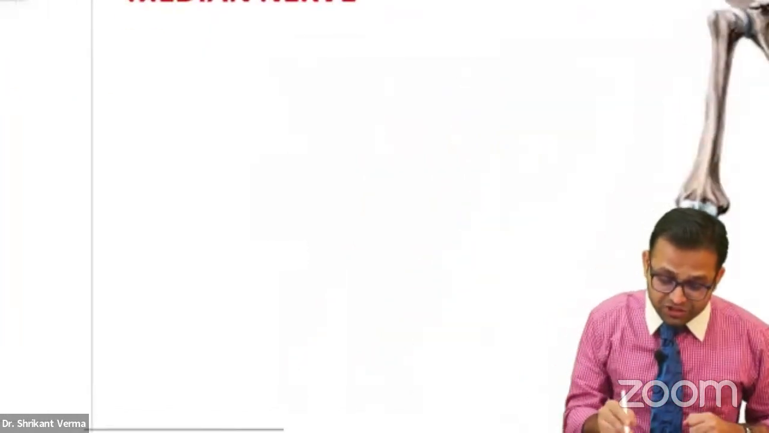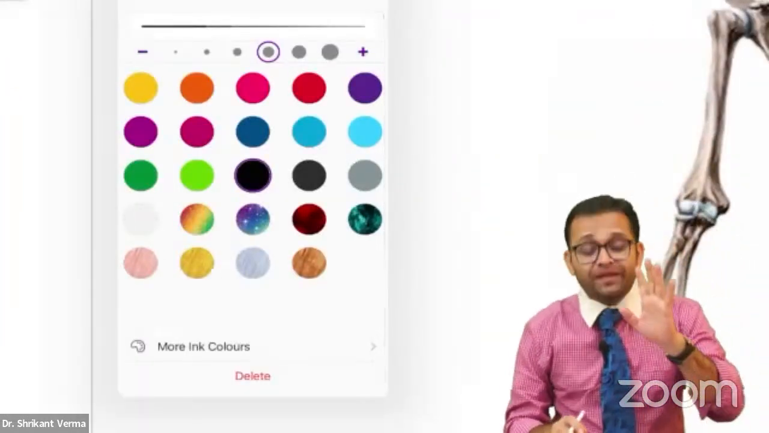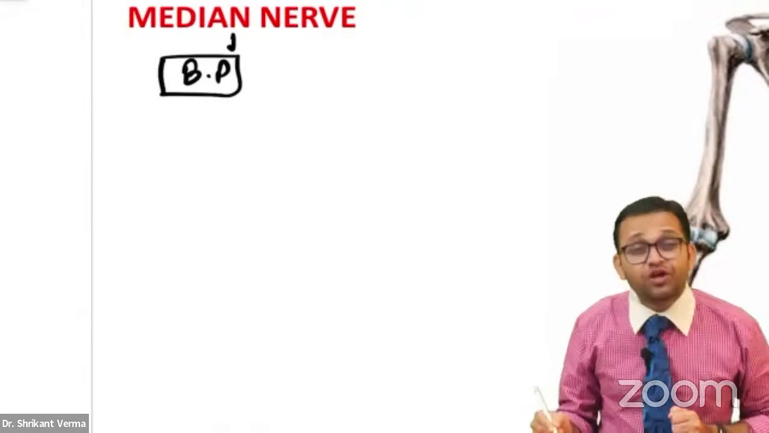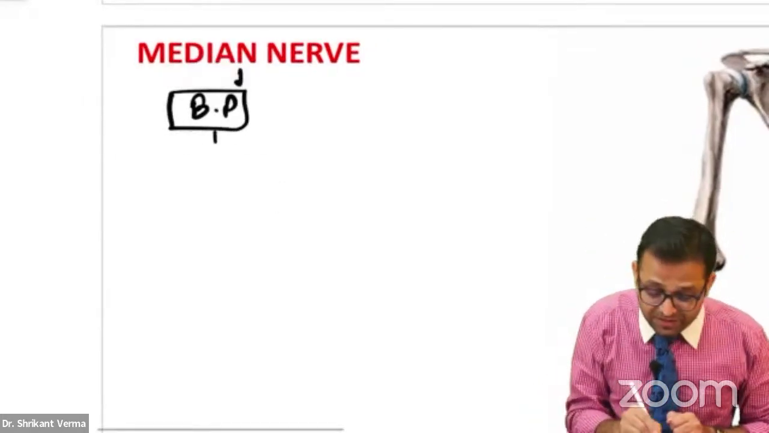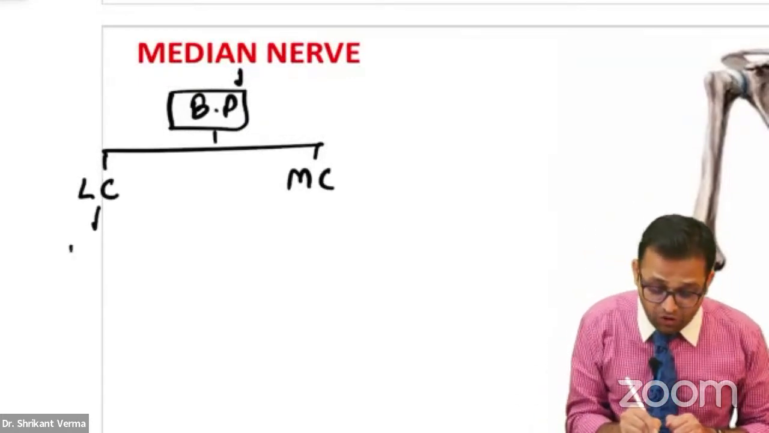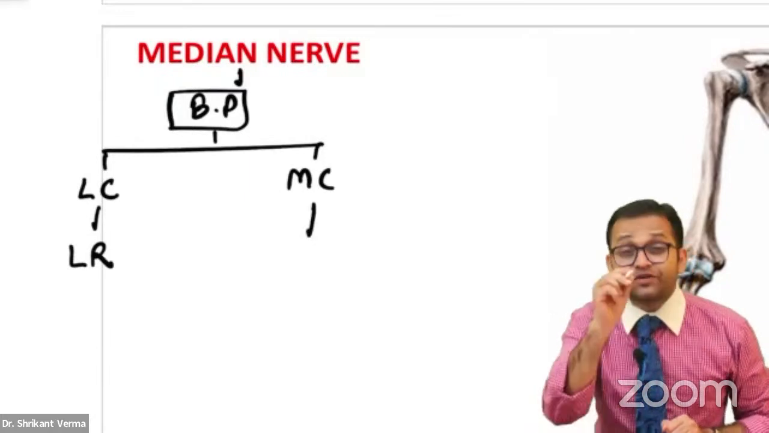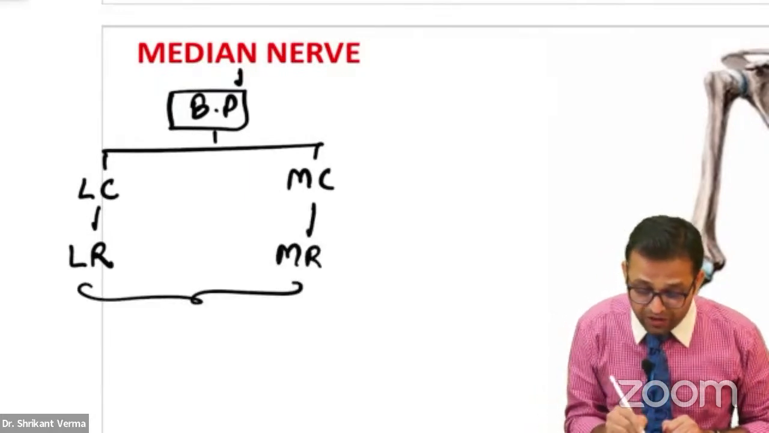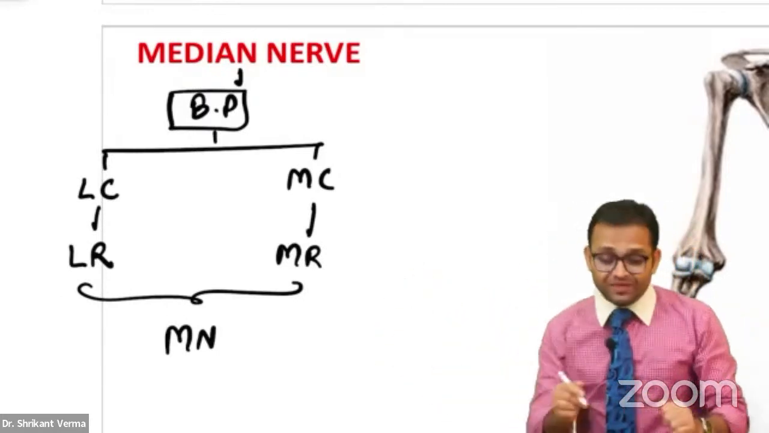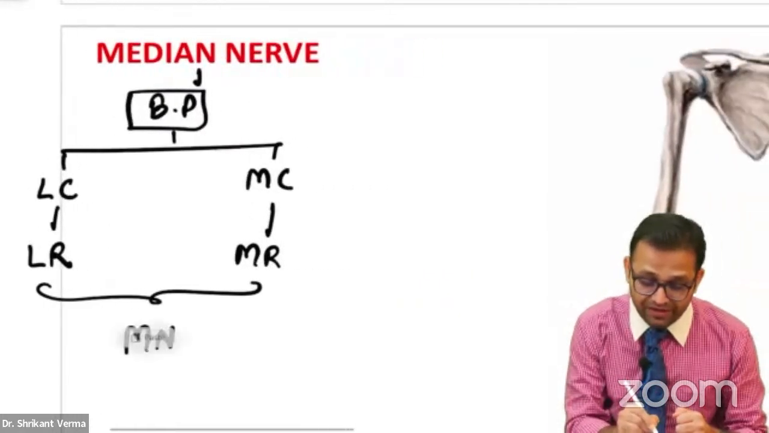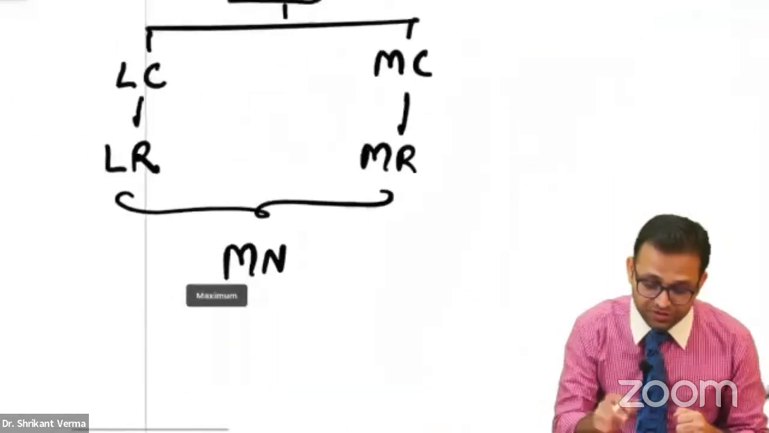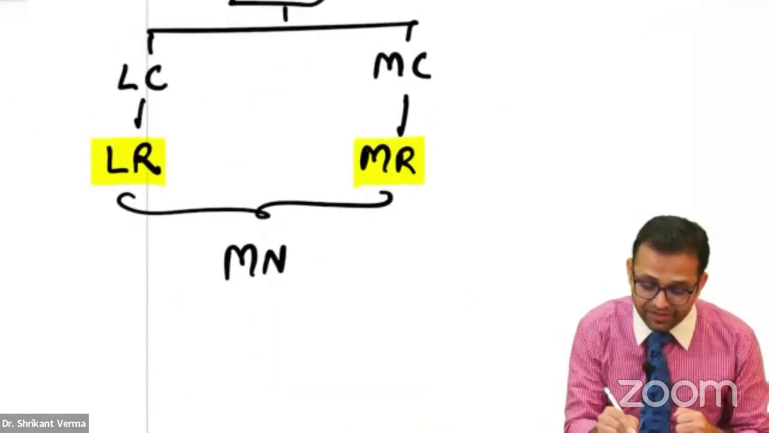So try to understand. Yesterday we had seen all the nerves of the brachial plexus. Sir, yes, all the nerves of the upper limb are formed by the brachial plexus. Do you remember? In our brachial plexus, there was the lateral cord and the medial cord. The lateral cord was giving rise to the lateral root. The medial cord was making the medial root, and both unite to make the median nerve. In yesterday's class we had seen the median nerve has 2 roots, lateral root and medial root. Correct, sir?